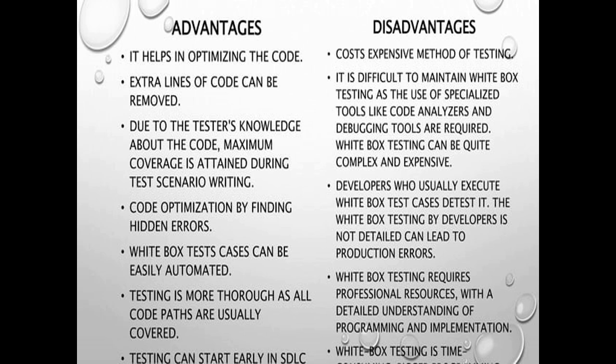Among the advantages, coverage is attained during test scenario writing, and hidden errors can easily be identified in white box testing. It is easily automated, code paths are usually covered, and testing can start early in SDLC models. If the test cases written by white box testing developers are not detailed, it can lead to production errors. White box testing requires professional resources with a detailed understanding of the program and its implementation. White box testing is also time-consuming. So these are all the advantages and disadvantages.